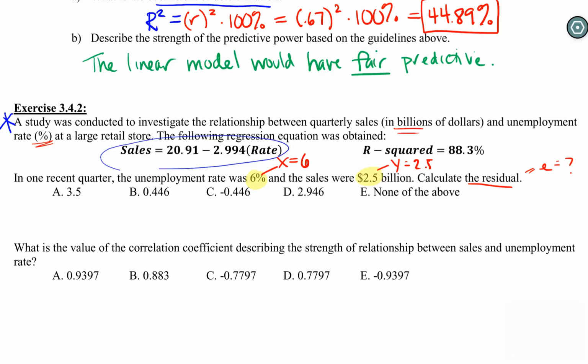Well, we know the formula for e, right? e is y minus y hat. It's definitely something I'd start throwing on that note card. Unfortunately, we only have y, we don't have y hat, which is why this is that two-step question where step one is going to be to figure out what y hat is. And we find y hat by plugging x into our line. So 20.91 minus 2.994 times 6.